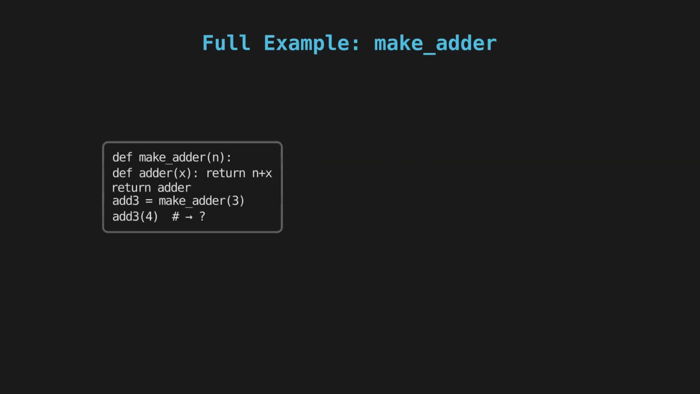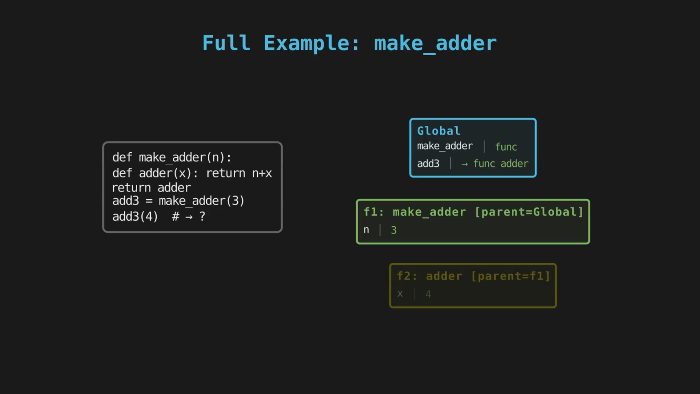Full example. Make adder of n returns a function adder of x that returns n plus x. Call add3 equals make adder of 3. This creates a frame where n is 3. Now call add3 of 4. New frame, x is 4, evaluate n plus x. X is local, n is found by following the parent chain. Result, 7.